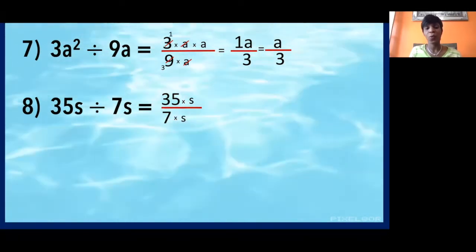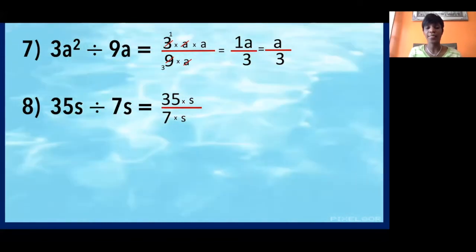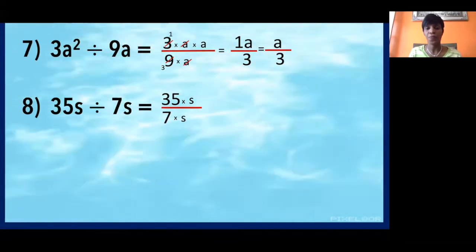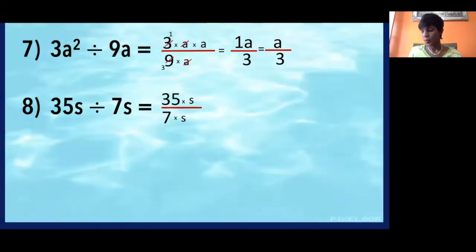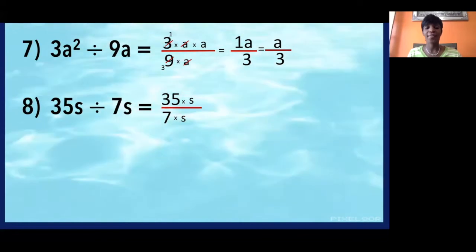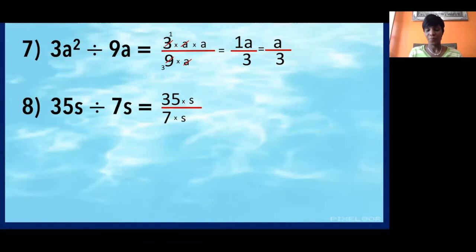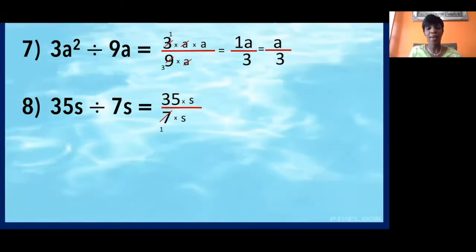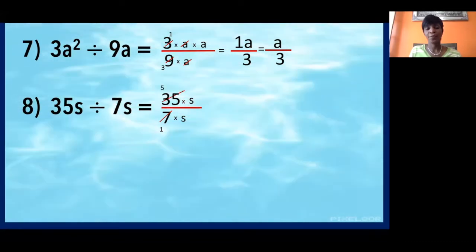Now, we're going to look at the whole numbers. Always look at the whole number first. Can anything go into 35 and 7 without a remainder? What is the highest common factor of 35 and 7? The highest common factor of 35 and 7 is 7. So now let's look at it. 7 goes into 7 how many times? 1. 7 goes into 35 5 times.